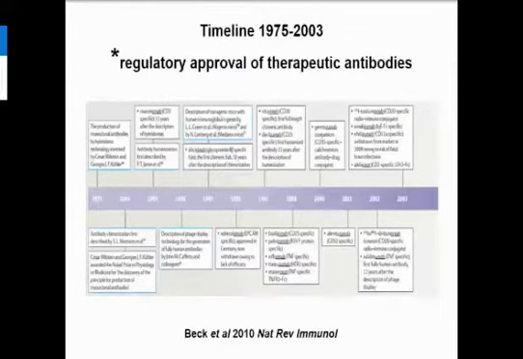Okay, so here's just a timeline, just to give you an idea of what was happening before you were all born in this sort of field. So back in 1975, Milstein and Kohler in Cambridge were able to figure out how to make monoclonal antibodies in mice using their hybridoma technology. And then they got the Nobel Prize for that in 1984. And the first antibody chimerization, human and mouse, was described back in 1984.